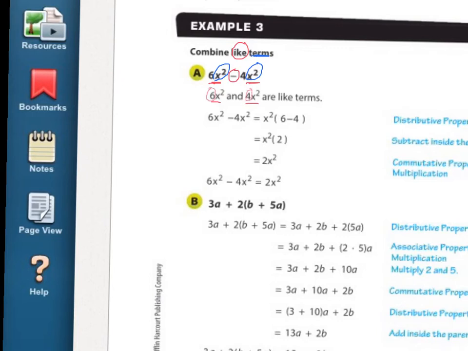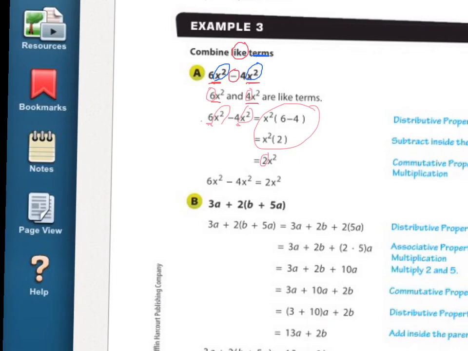Okay, so don't worry about the term. Let's just look at the constant. What is 6 minus 4? It's 2. It's right there. And then just keep the x squared the same. This was really complicated the way they did it. Just take 6 minus 4, which is 2, and then keep your term the same.